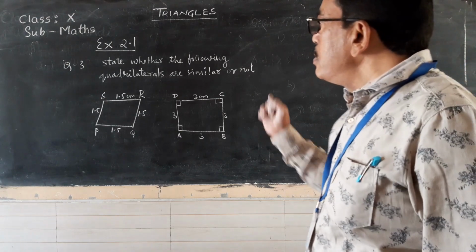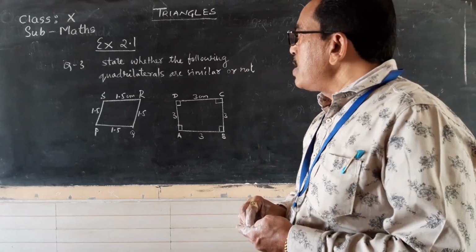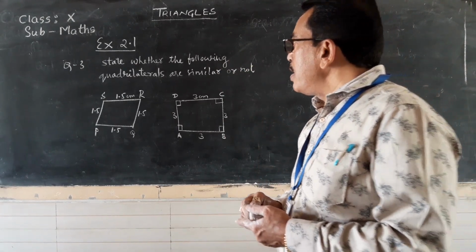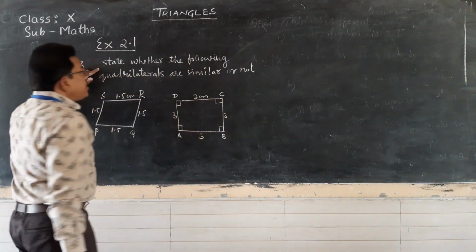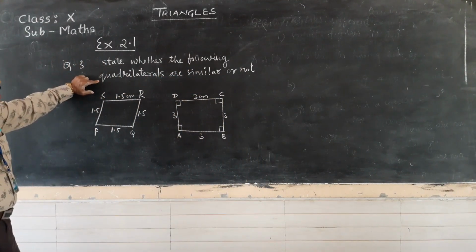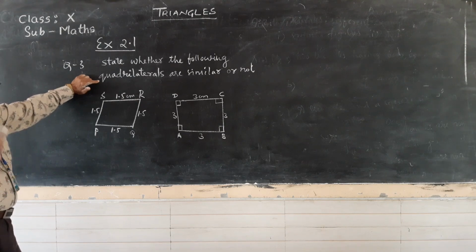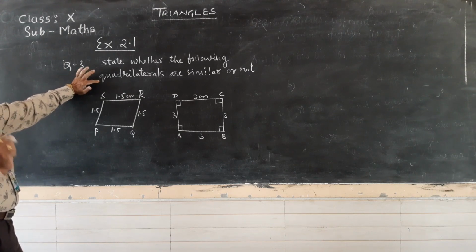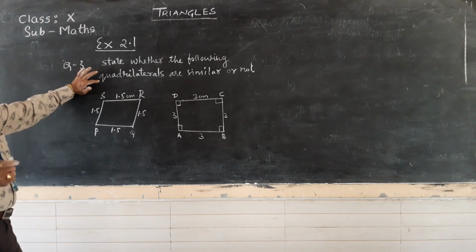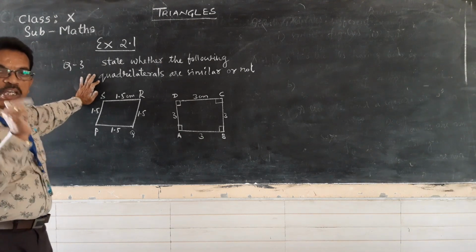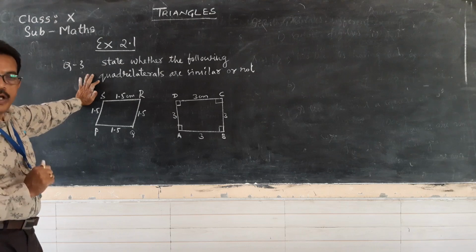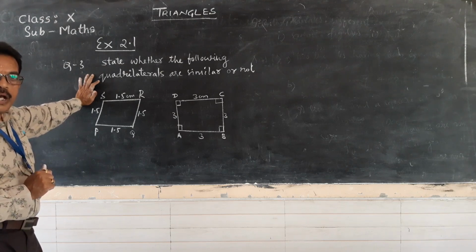Okay, my dear friends, this is the last question of this exercise. Question number 3: state whether the following quadrilaterals are similar or not. See how you can identify. There is a basic rule. If figures are to be similar, they should satisfy two properties. The angles should be equal, all equiangular, and the sides should be proportional.